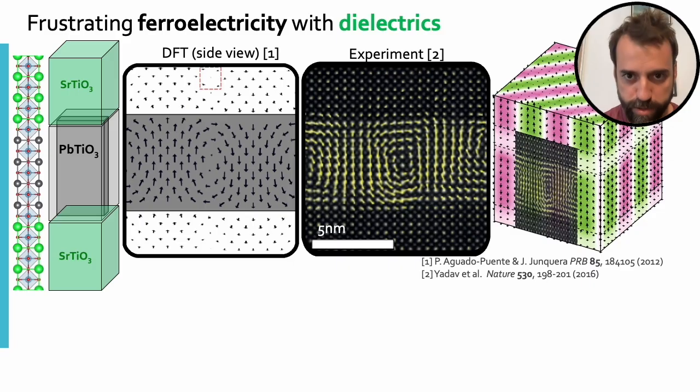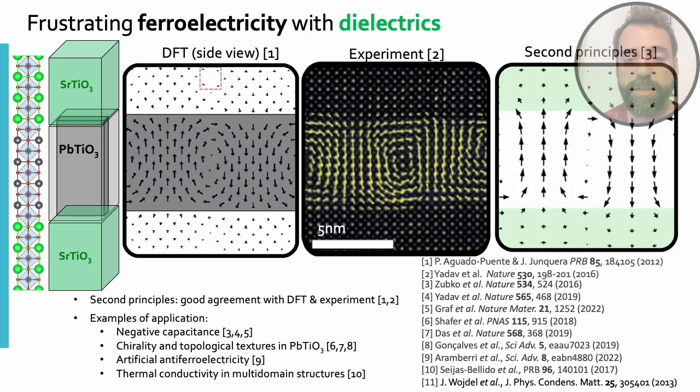Now, the second principles models that people in the group before me had developed for lead titanate strontium titanate superlattices have been very largely used, and they have been very successful in many different works. So here I will just give you a list of the different scenarios where they have been applied successfully. So long story short, what we know is that these atomistic models are actually very good, not only qualitatively but also quantitatively.